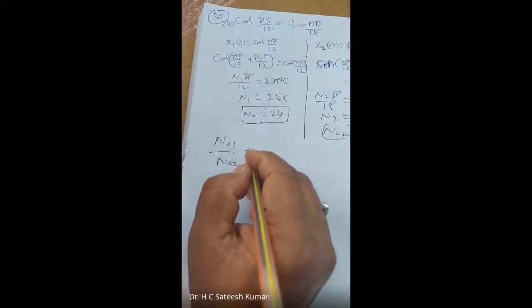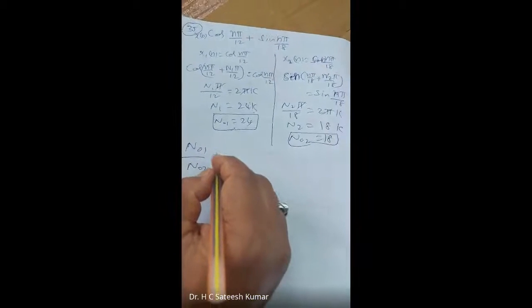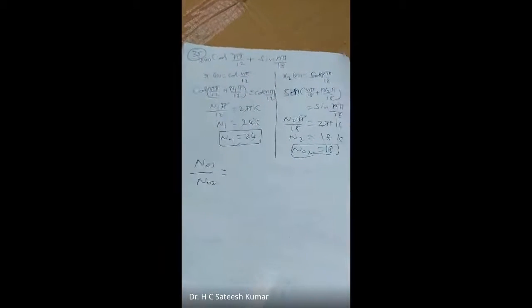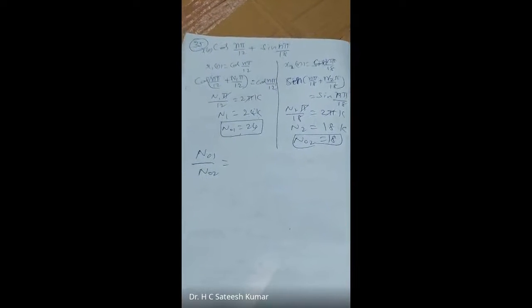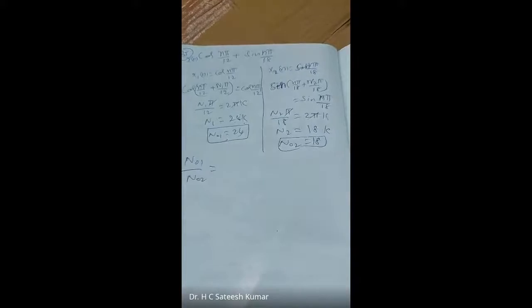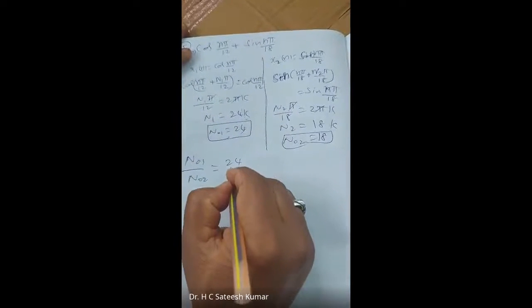T01 divided by T02 in the case of a continuous time signal, N01 divided by N02 in the case of a discrete time signal, and it should be rational. If it is irrational, it becomes aperiodic. That condition remains the same. N01 is equal to 24.